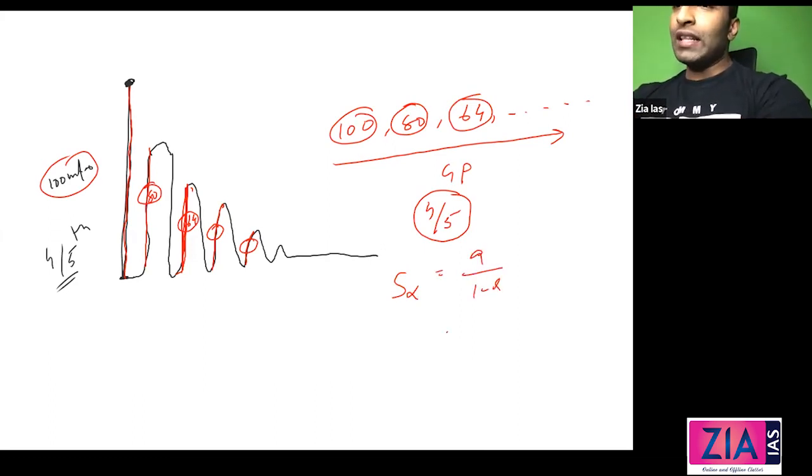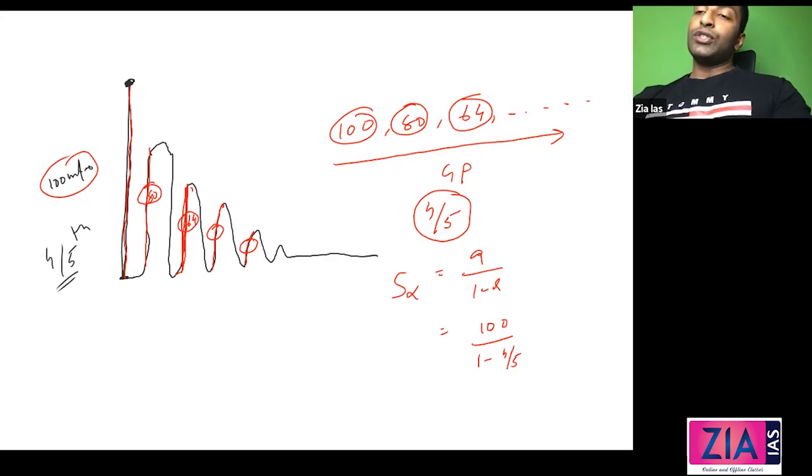If you go with that, some of you have given the answer 500, you got it, right? What is A? 100 divided by 1 minus 4 by 5. 1 minus 4 by 5, you know, right? So here you got the answer. What is that?